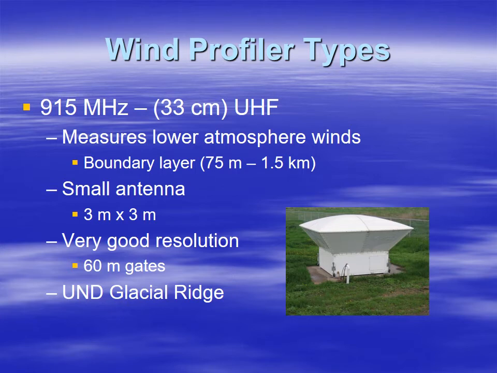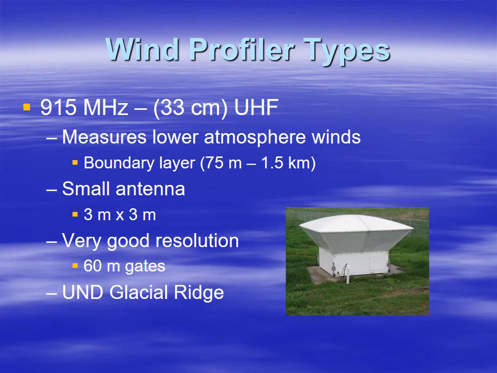There's the third type of wind profiler. We talked about the 50 megahertz and also the 400 megahertz. Now the 915, that's a much higher frequency, so that means it's a much shorter wavelength, only 33 centimeters. So this operates in the UHF, and since it's a shorter wavelength, that means that it's attenuated more easily, so it doesn't go up through the atmosphere very far.